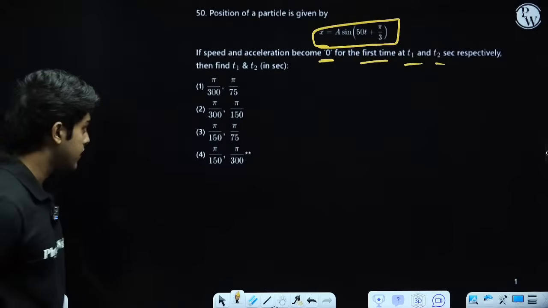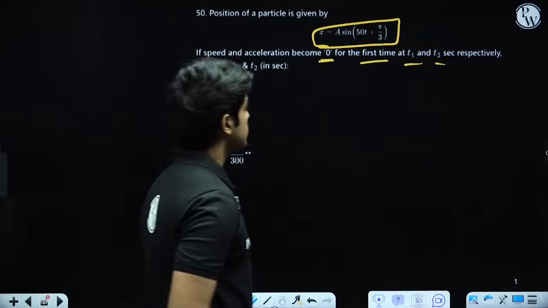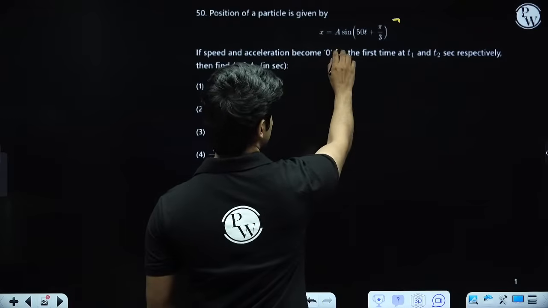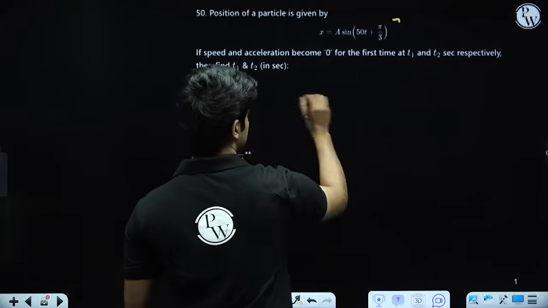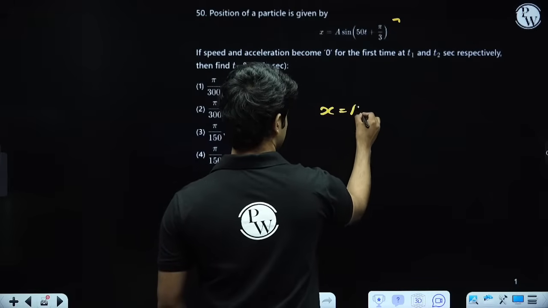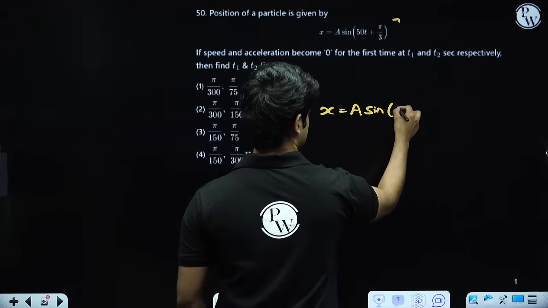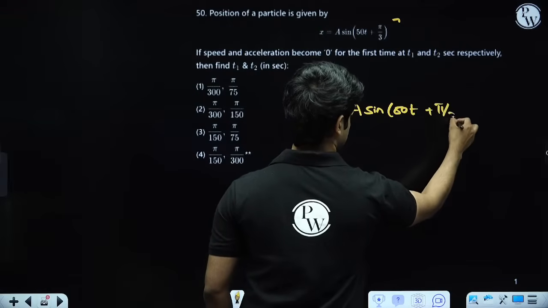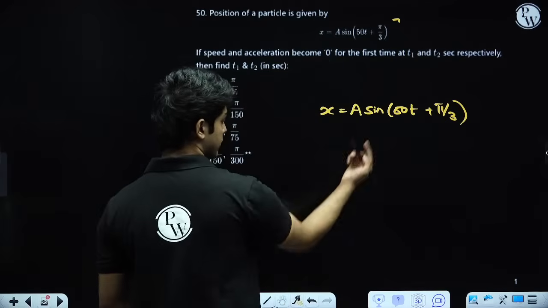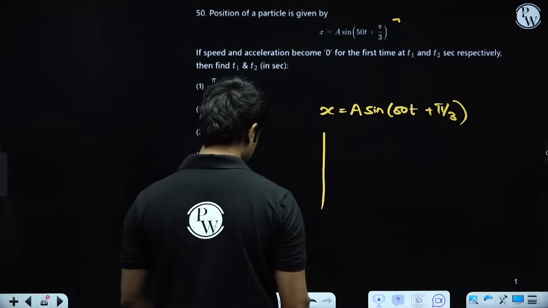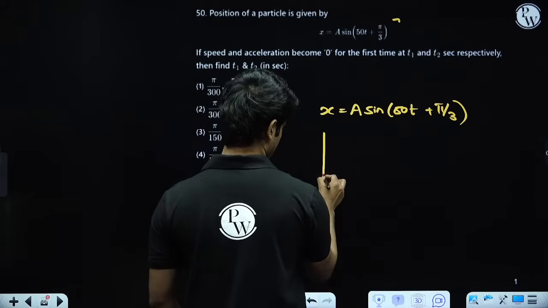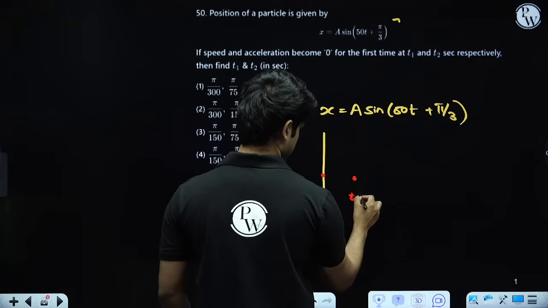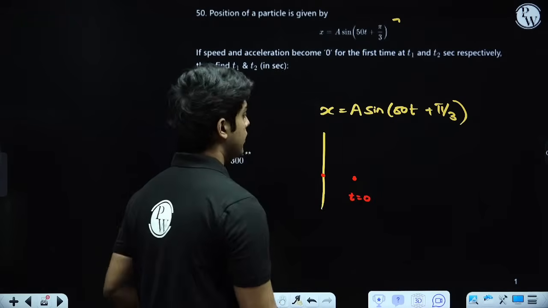Okay, so I mean you can just directly write it. So initially it is at x equals a sine 50t plus pi by 3, so this is the function. Okay, so if you put t equal to 0, it will be at some positive displacement. So if this is the mean position where x equals 0, the particle's starting position is somewhere over here. This is the starting position. Okay.